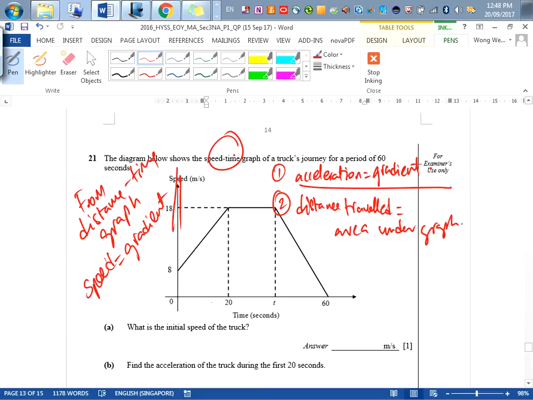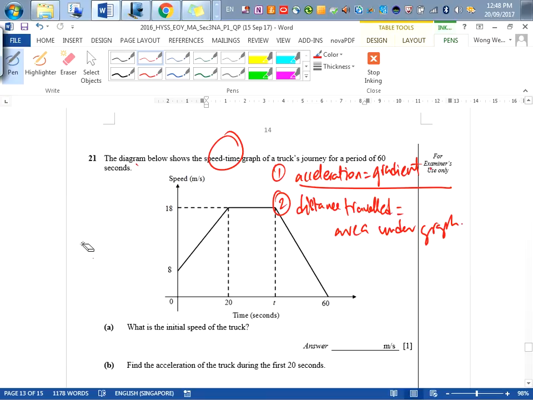Your speed time graph, because you can get two things. From your gradient, you get the acceleration. From area under the graph, you get the distance traveled. So let's see what the question wants now. What is the initial speed of the truck? So starting speed, initial meaning time equals to 0. Starting. So the starting speed is 8.